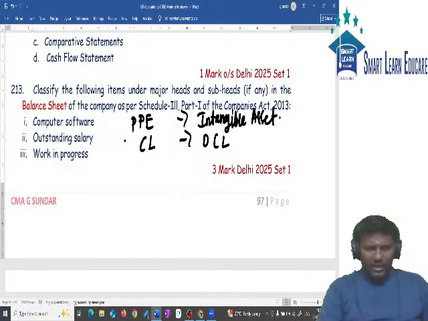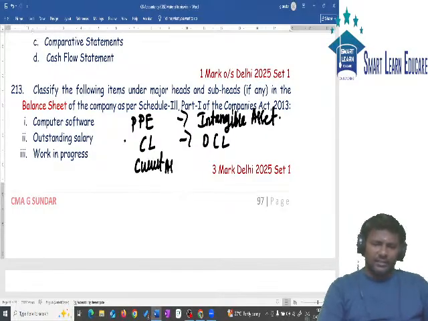Next, work in progress. Not capital work in progress, normal work in progress. Work in progress will come under inventory. It will come under what? Inventory. Inventory will come under current asset. In that, what is the subheading? It is inventory.